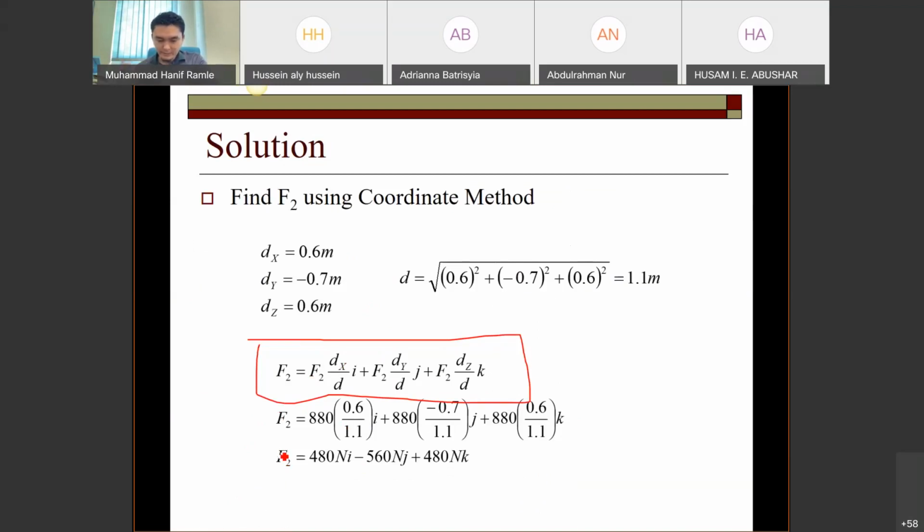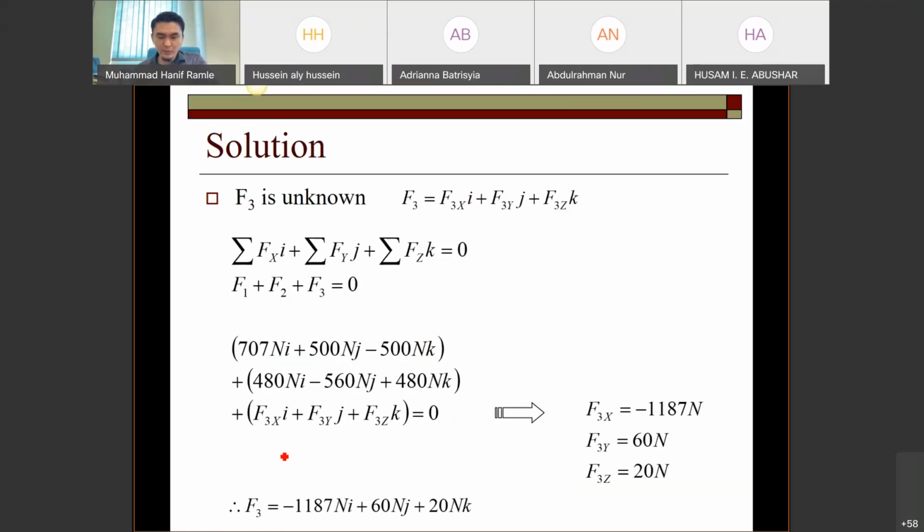This is only the resultant for F1 and F2. So back to the question, you have to find the F3 if the system is in equilibrium. F3 should also be in terms of IGK form as shown in the slide. So F3 equals F3x i plus F3y j plus F3z k.